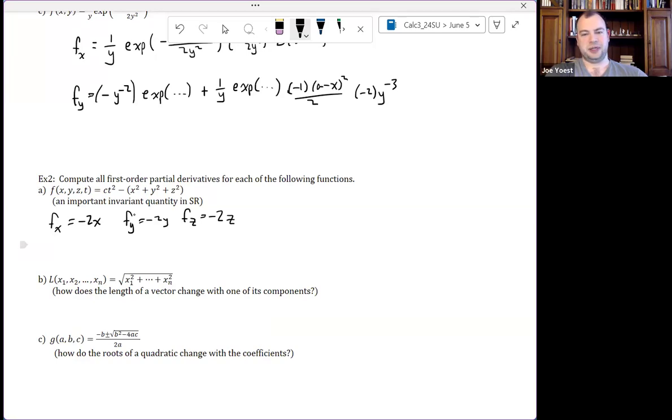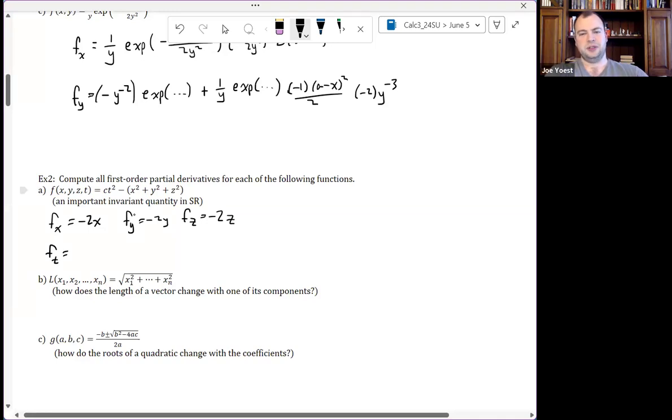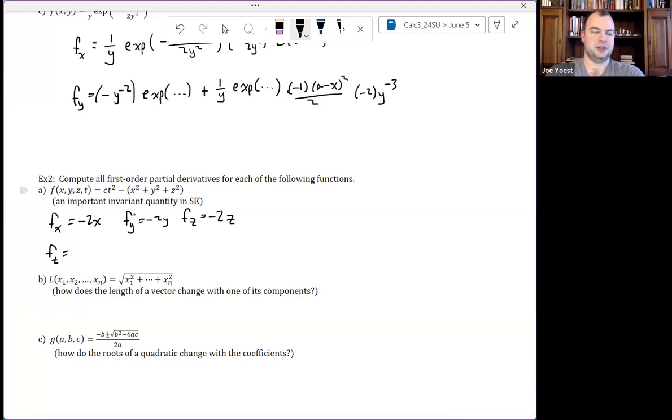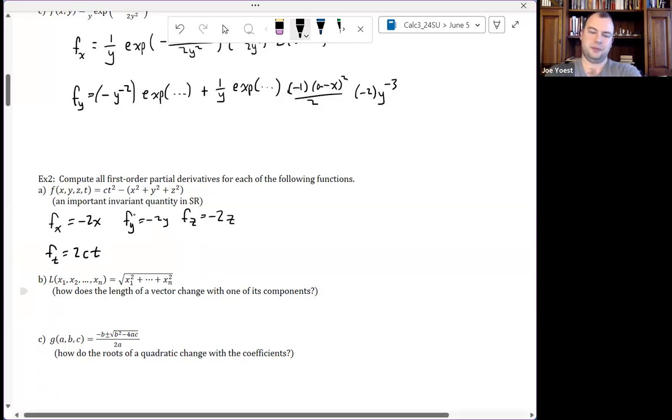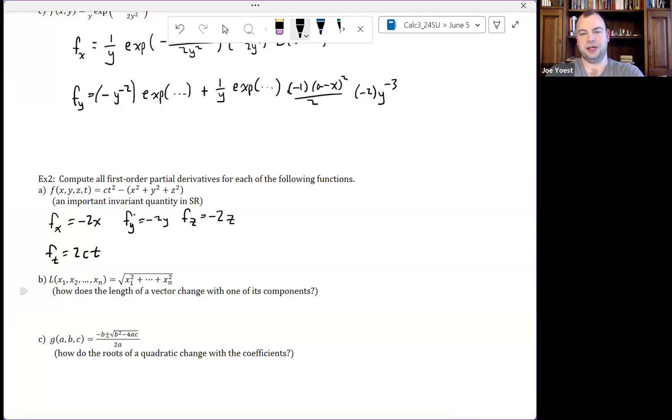The partial with respect to t is a little bit different. We see this whole x squared plus y squared plus z squared bit here at the end is all constant with respect to t, so that differentiates to 0. But ct squared, when I take its derivative with respect to t, I get 2ct. So it's positive, and it has this factor of c, the speed of light, in there as well.